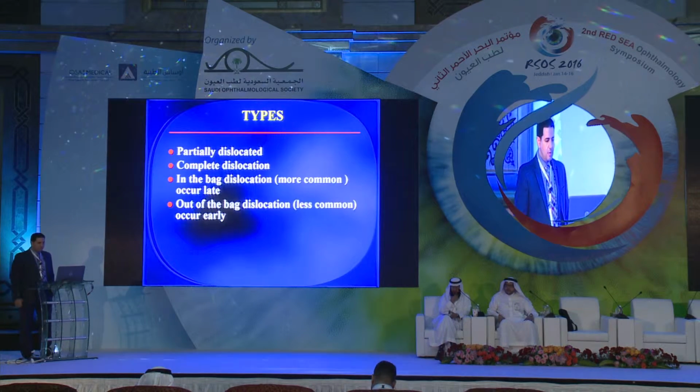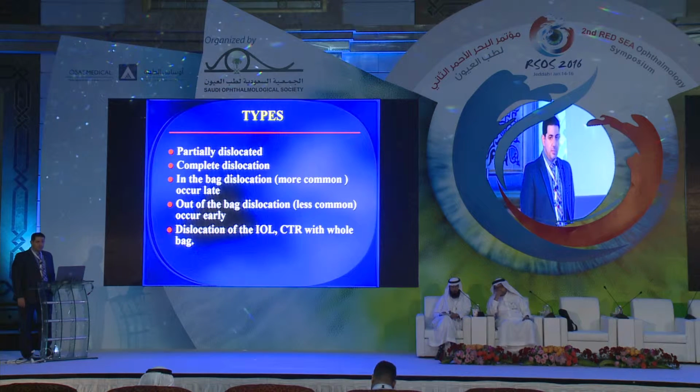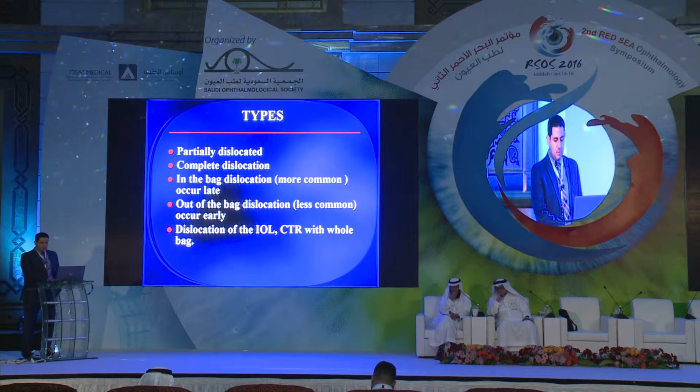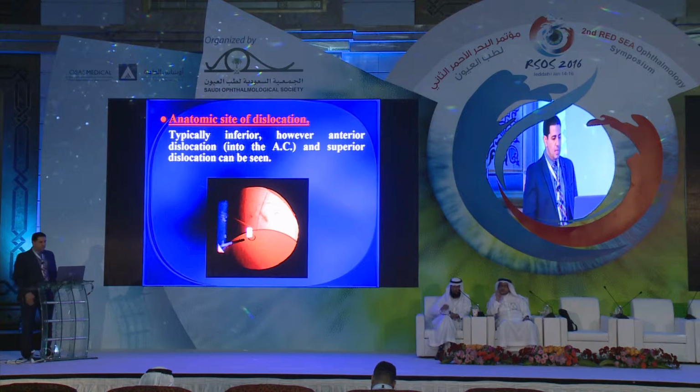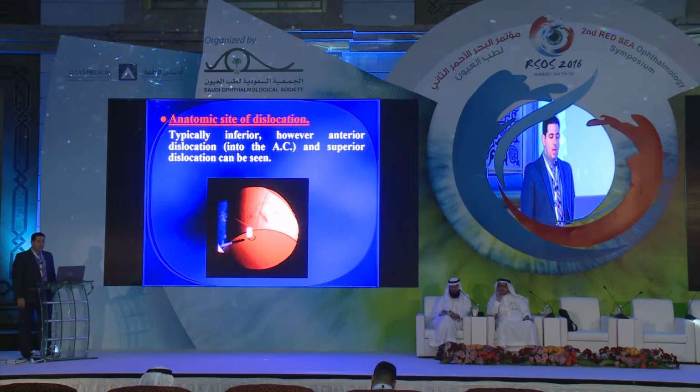What types of IOL dislocation are there? Partial dislocation and complete dislocation. In-the-bag dislocation is common but occurs late; out-of-the-bag dislocation is less common and occurs early. And there is whole compartment dislocation, which is dislocation of the IOL, capsular tension ring, and the whole bag. What is the anatomic site for dislocation? Typically inferior; however, anterior dislocation into the anterior chamber and superior dislocation can be seen.